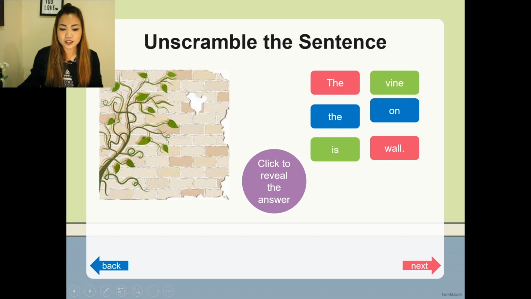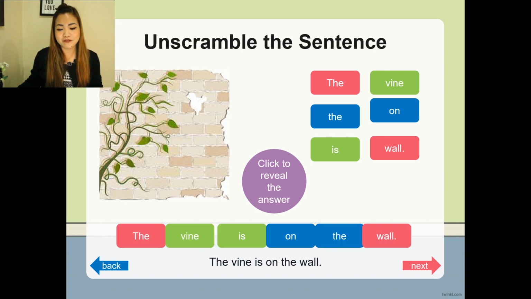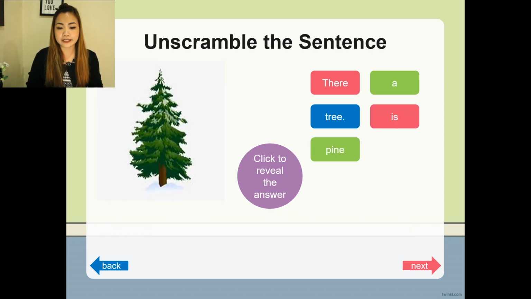Excellent. Look at the picture. This is also where your reading a picture comes in, okay? The vine is, yes, on the wall. Good job. The vine is on the wall.